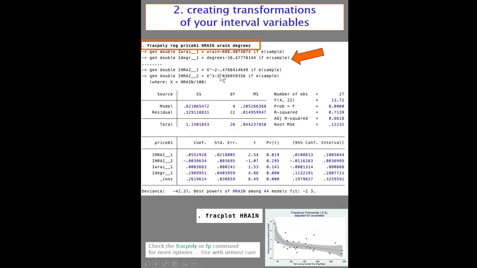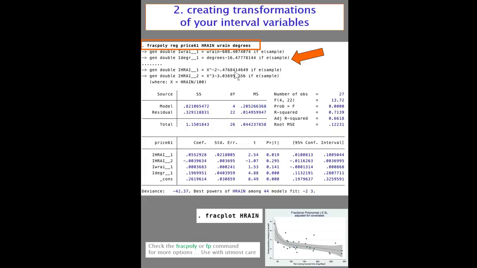But here we see that for H rain, there you see, X raised to the power of minus 2, so 1 over x squared, minus 0.5. And there is a second variable created from H rain, that is x raised to the power of 3. Together, if we include these 2, it is, according to Stata, at least a little bit better than what you would have if you just have H rain in there.